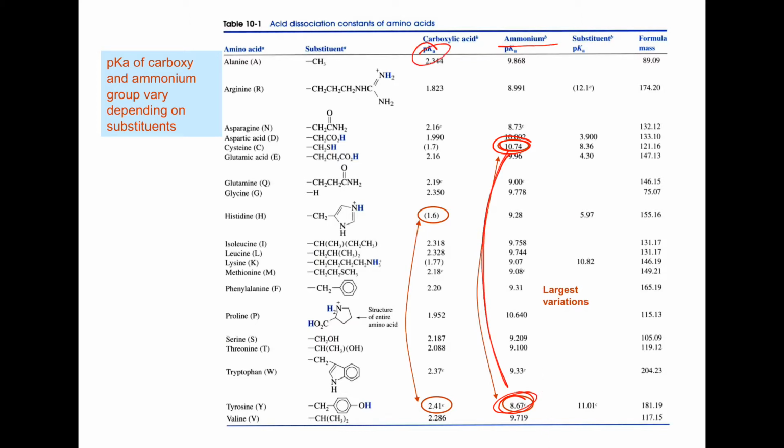For the carboxylic acid, the range is quite a bit smaller. The lowest here is 1.6, and I think the highest that I saw was 2.4. That's less than 1 pKa unit. So the carboxylic acid groups vary less than the ammonium groups.